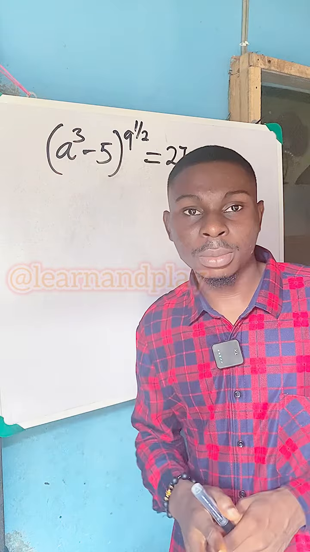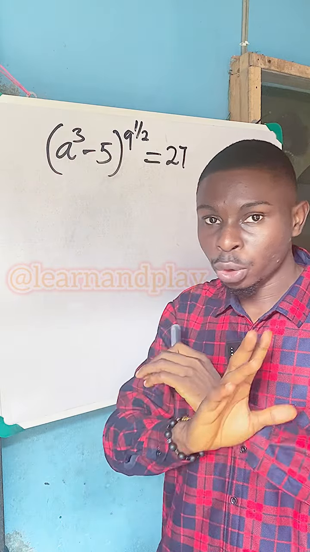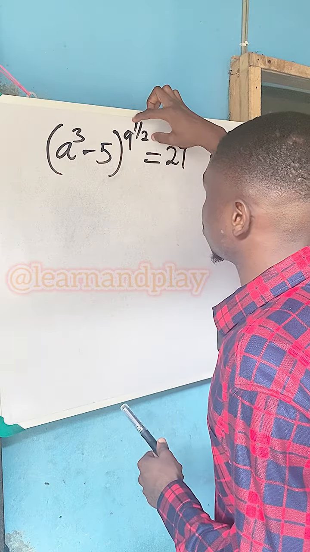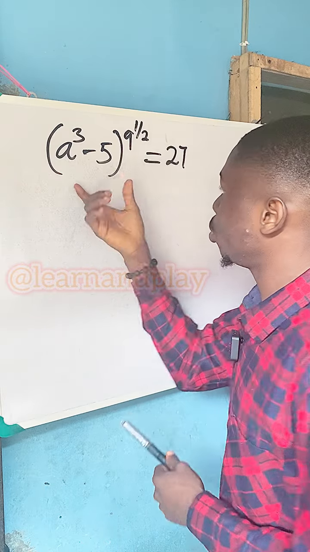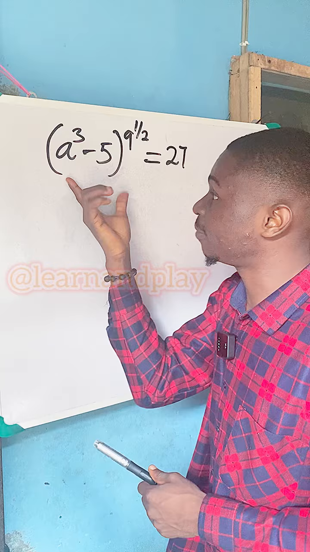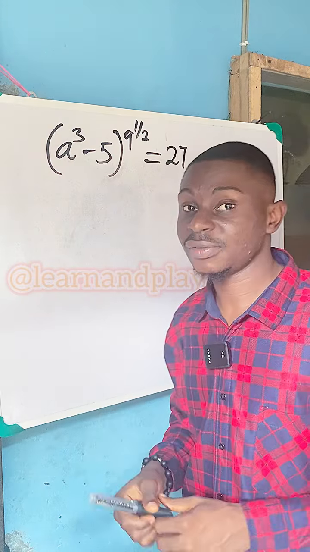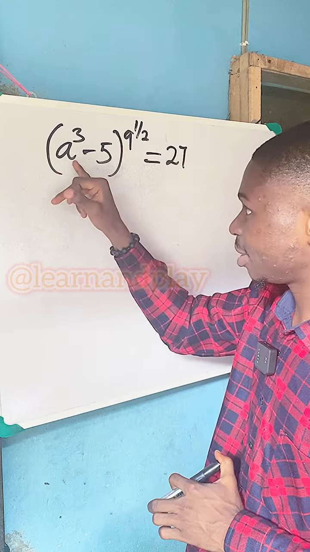Let's solve this question on the board very quickly. We don't want to waste time. So now we have 9 to the power of 1 over 2, which is the exponent of a to the power of 3 minus 5. All this is equal to what? 27. So we want to find the value of a given this.